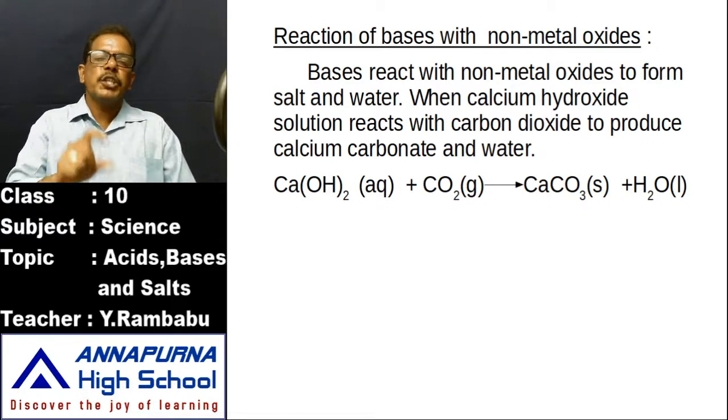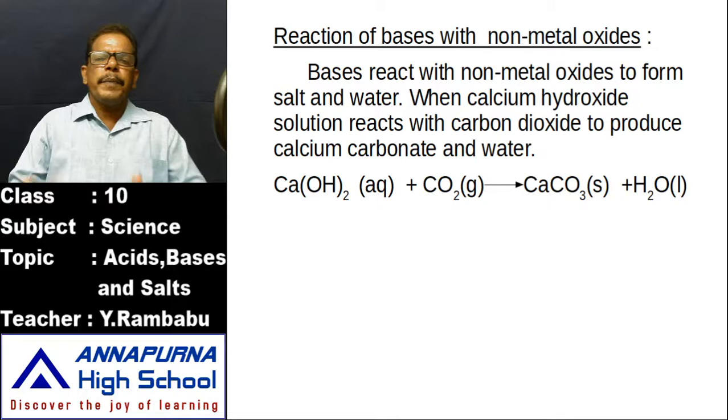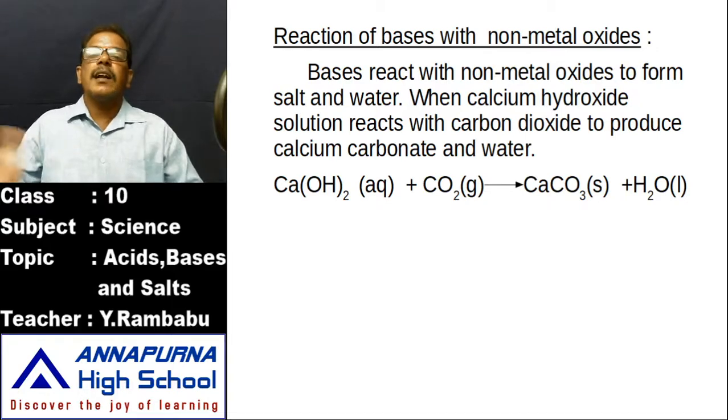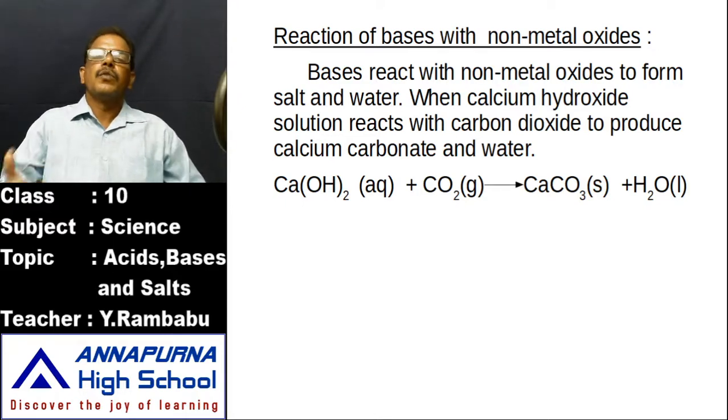If you observe the position of these elements, sulfur or phosphorus or halogens or carbon, they are on the right side of the periodic table. Those present on the right side of the periodic table are electronegative in nature, which means they have a tendency to gain electrons. Those are non-metals. What are the examples of non-metals? Carbon, sulfur, phosphorus, halogens, these are non-metals.